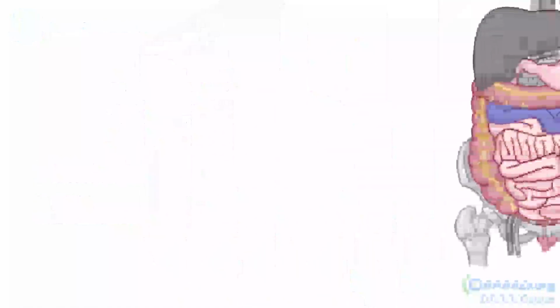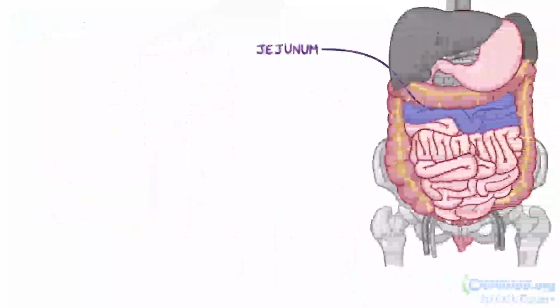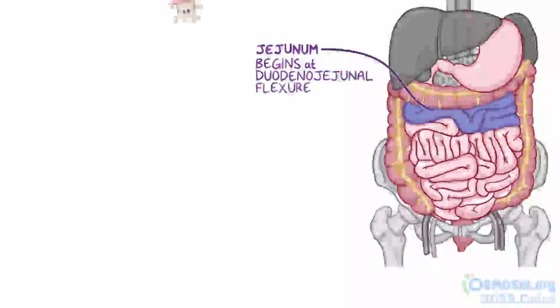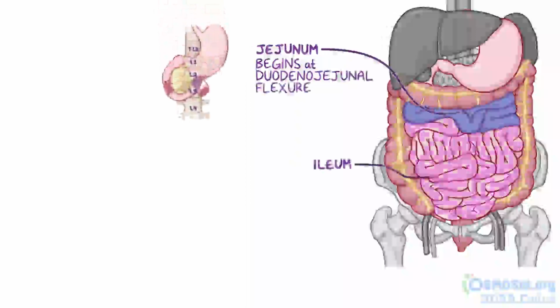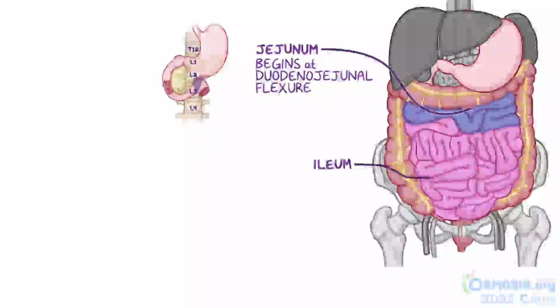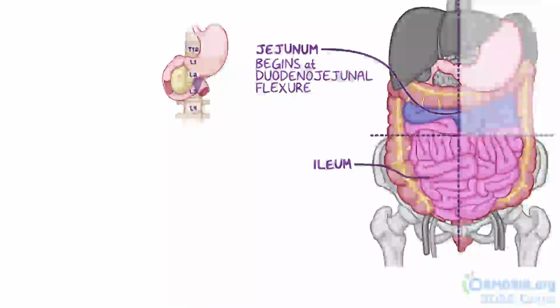Now, after the duodenum, we have the jejunum, which is the second part of the small intestine, beginning at the duodenojejunal flexure, where the small intestine becomes intraperitoneal again. And after the jejunum, there's the ileum, which is the third and final part of the small intestine. There is no clear visible demarcation between the jejunum and ileum, but when we divide the abdominopelvic cavity into 4 quadrants, we can see that the jejunum is mainly situated in the left upper quadrant, while the ileum is mostly in the right lower quadrant.